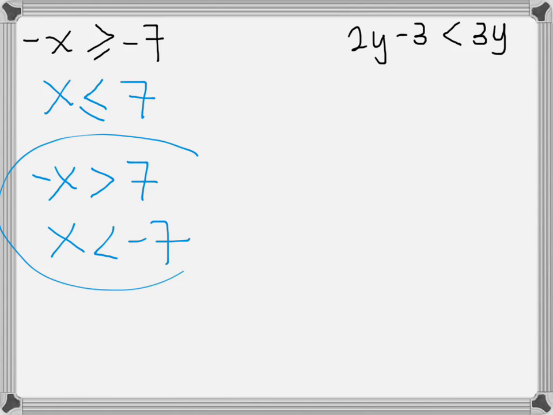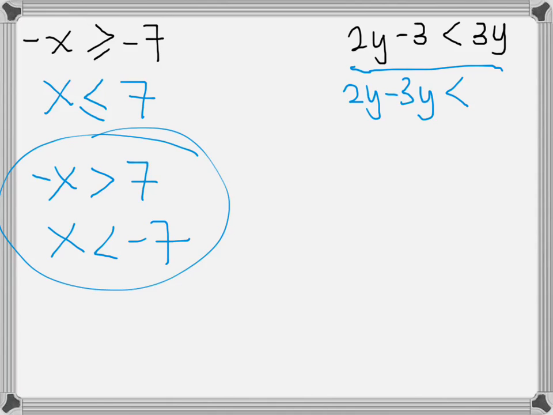So this is a very important concept. Whenever you multiply or divide something involving a negative one, make sure you change the symbol. Let's have a look at this one. This one actually you got 2 different methods to do it also. If you move the 3y over here, you will get 2y minus 3y, and then you have to move the -3 to the other side, becoming +3. Then you will get -y will be smaller than 3, then y will be bigger because you multiply -3. Okay, y will be bigger than -3.